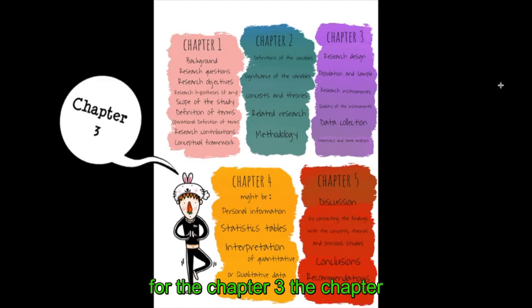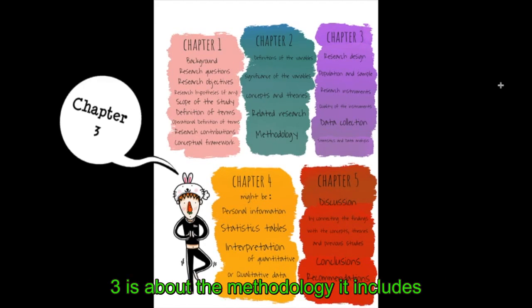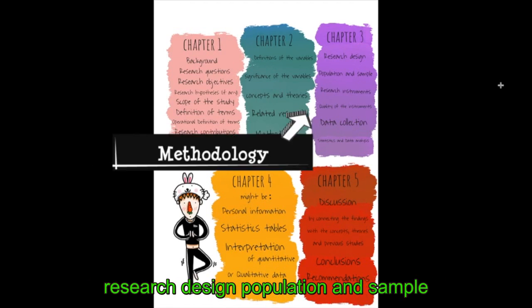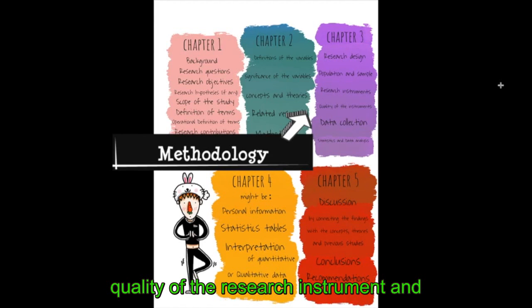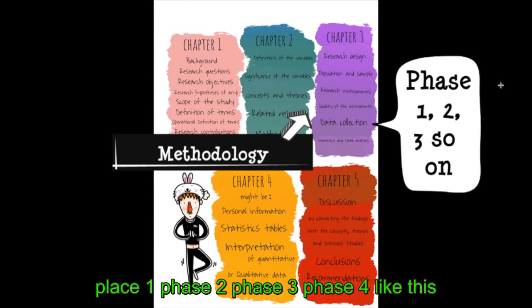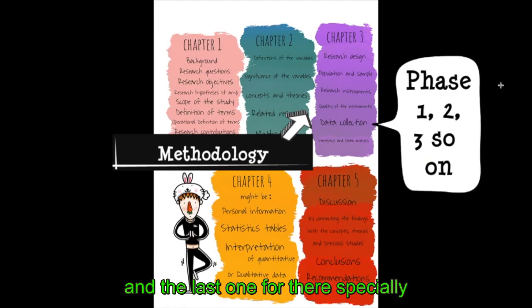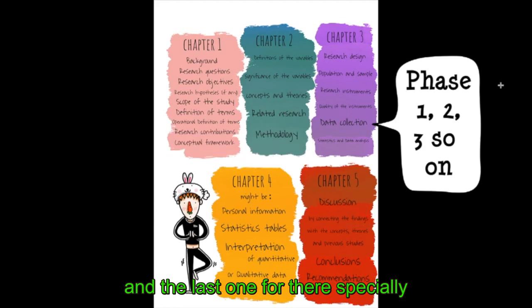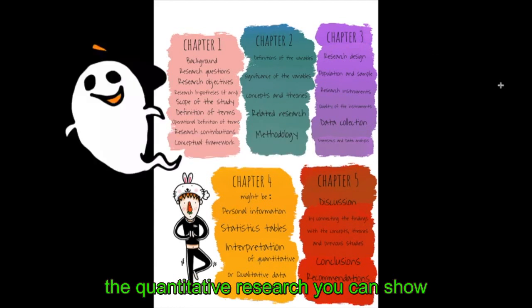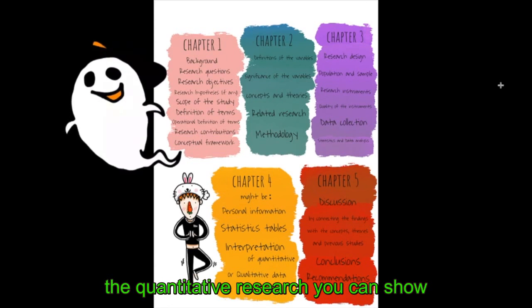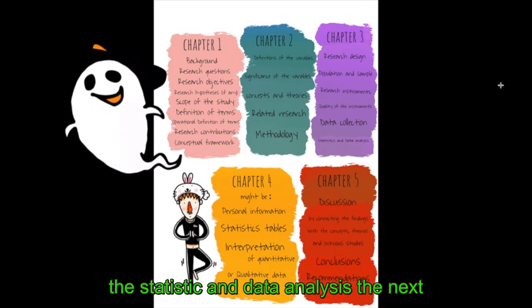Chapter 3 is about the methodology. It includes research design, population and sample, and research instruments. Some have a variety of research instruments, and also the data collection. In the data collection, you can write down phase 1, phase 2, phase 3, phase 4, like this. And the last one, especially for quantitative research, you can show the statistics and data analysis.